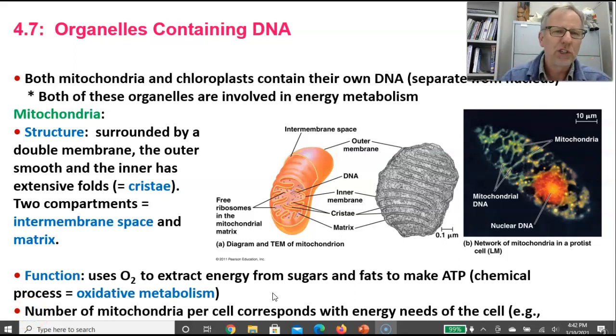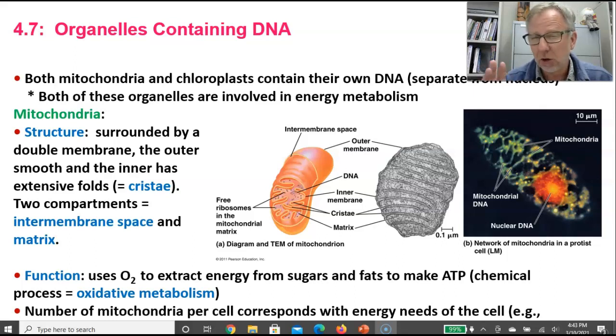All right, moving on with chapter 4. We're picking up with section 4.7 that's titled Organelles Containing DNA. There are two organelles besides the nucleus that contain DNA. They are the mitochondria and the chloroplasts.